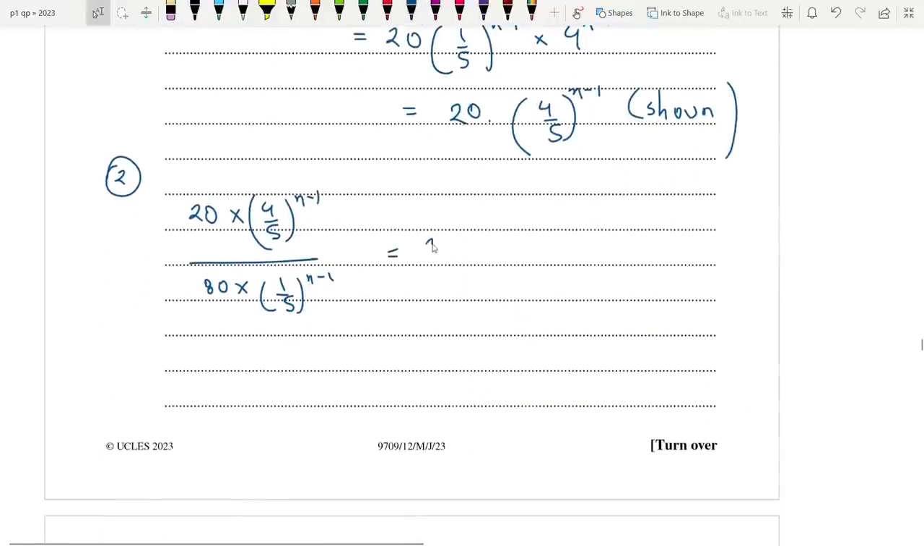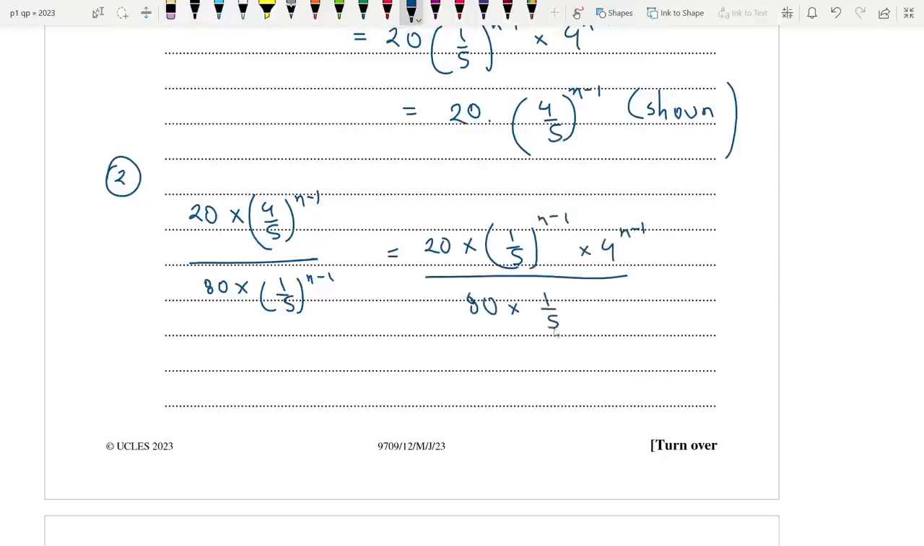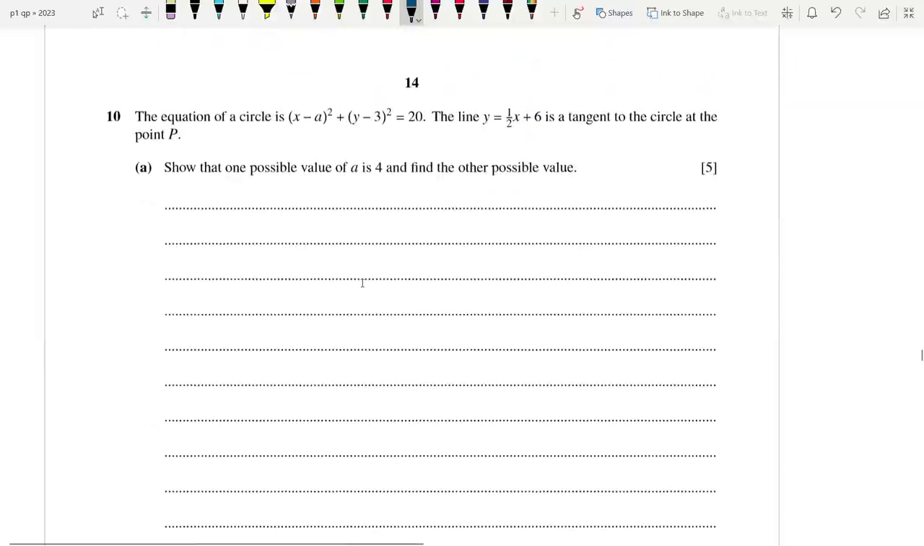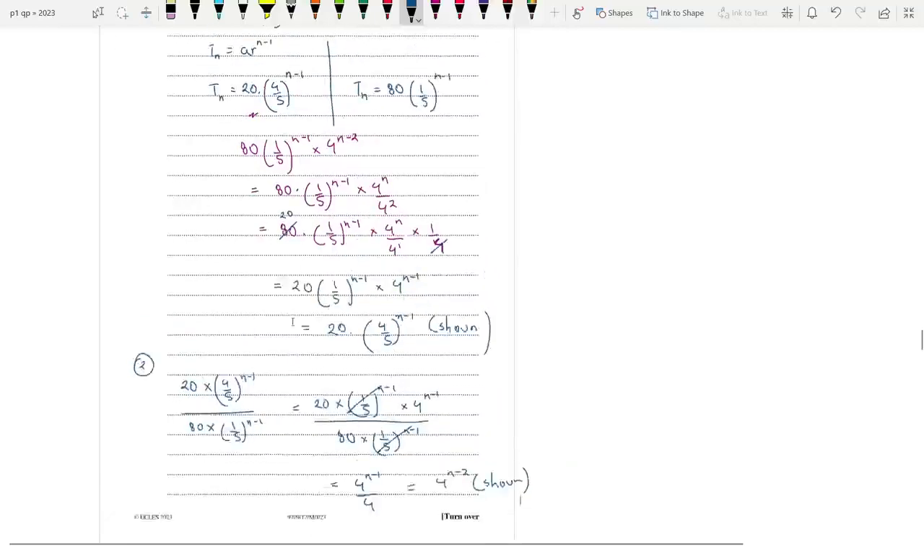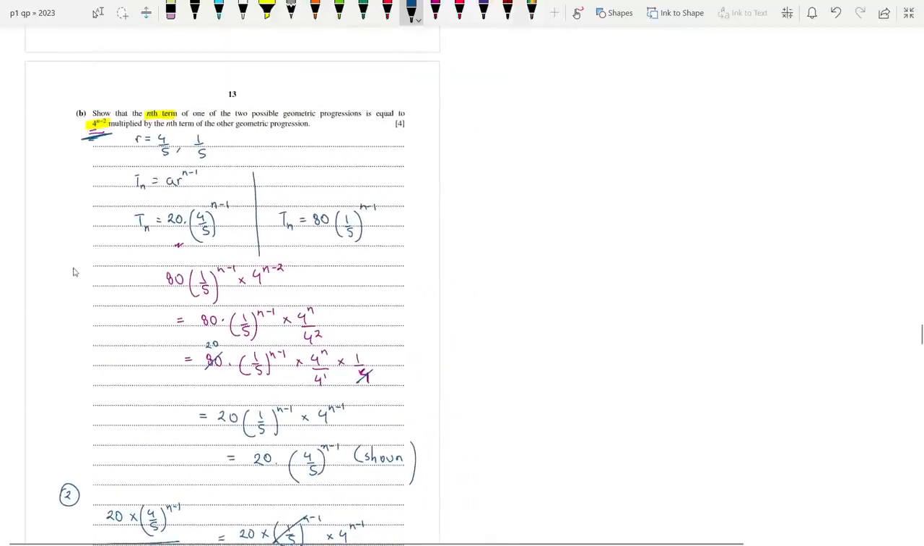Now, this can be written as 20 times 1 by 5 to the power n minus 1 times 4 to the power n minus 1 divided by 80 times 1 by 5 to the power n minus 1. We can get rid of these two, and 20 by 80 is 1 by 4, so we end up with 4 to the power n minus 1 divided by 4, which is 4 to the power n minus 2 essentially. Okay, shown. That is another root. So this is the whole working. See if you get it.